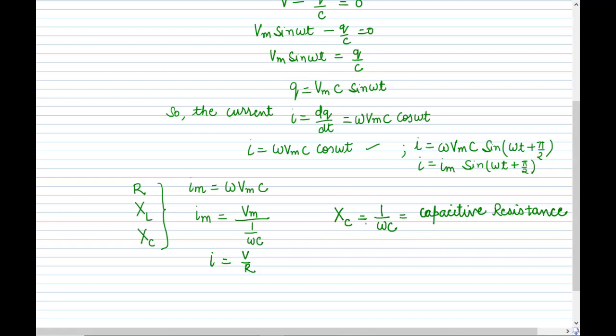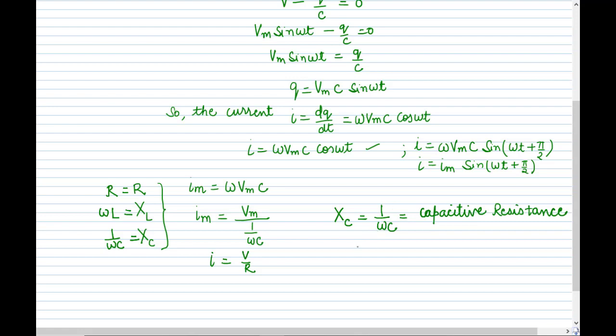So always remember that whenever we are having capacitor, the resistance is X is equal to 1 upon omega C, and whenever you are having R, the simple resistance, the inductive resistance is omega L is equal to XL, and capacitive resistance is 1 upon omega C is equal to XC. So these three resistances are only in the picture in AC current. So always remember these three.